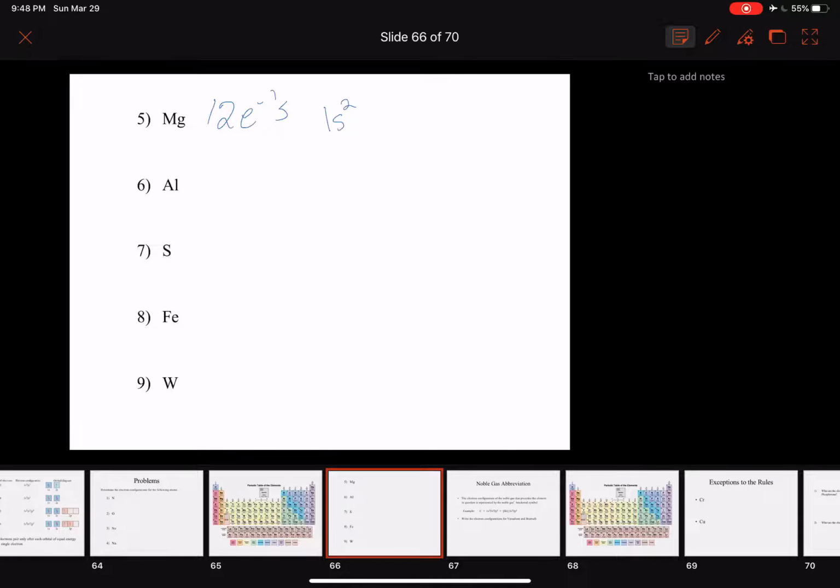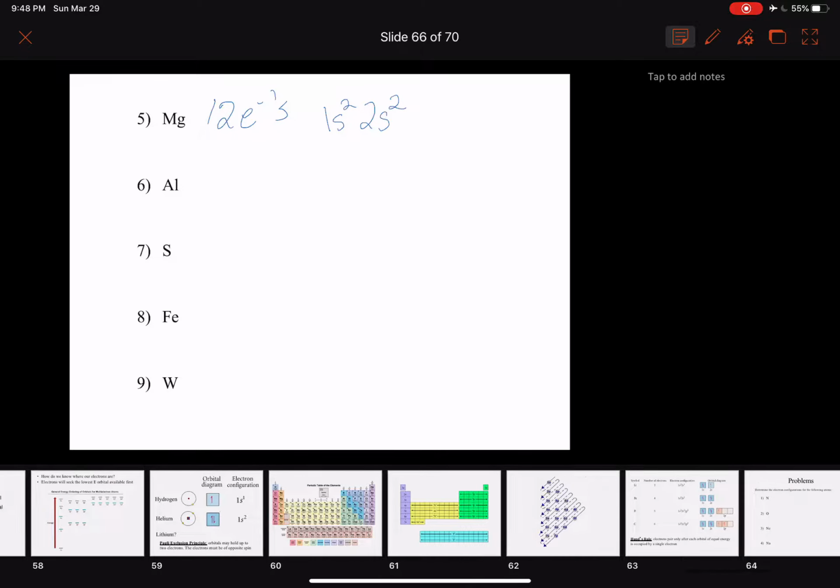And then after the 1s orbital, the next 2 electrons will go into which orbital? The 2s, that's right. So we have 1s2, 2s2, and we've used up 4 electrons out of our 12 electrons. So we have 8 electrons to go. And the next 6 electrons will go into the 2p's. And if we're wondering how do we know that, well, there's a few different ways we can look at it.